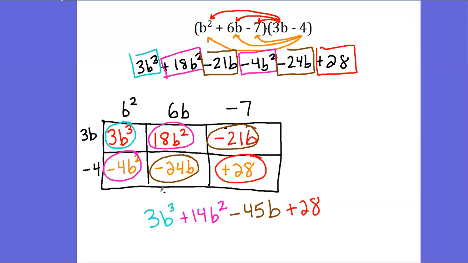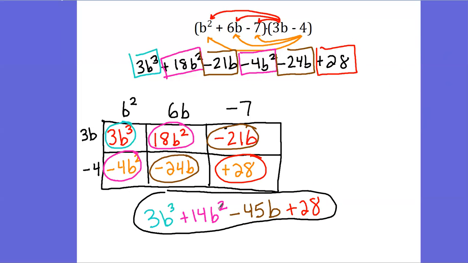Final answer, 3b cubed plus 14b squared minus 45b plus 28. Leading coefficient is 3. Degree of this polynomial is also 3 because that's your largest exponent.